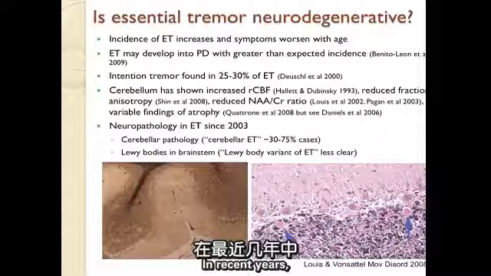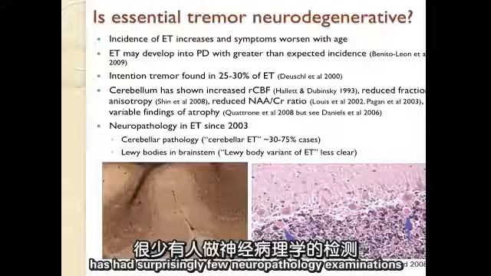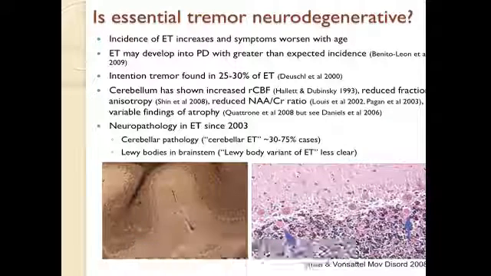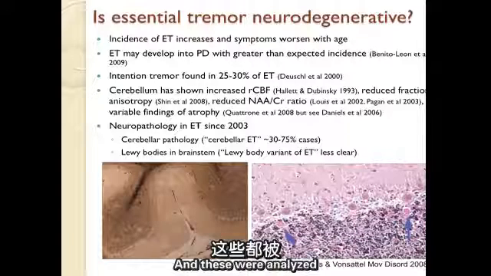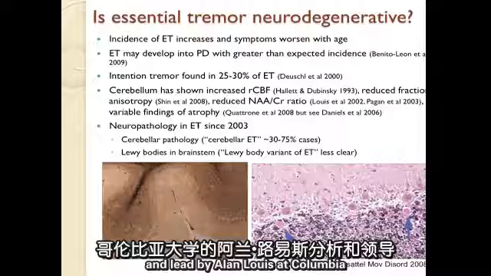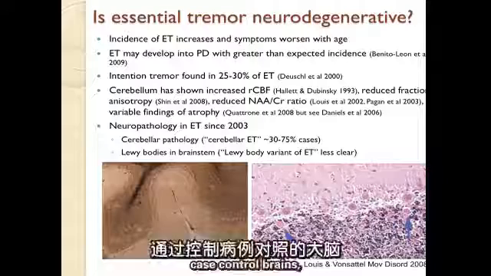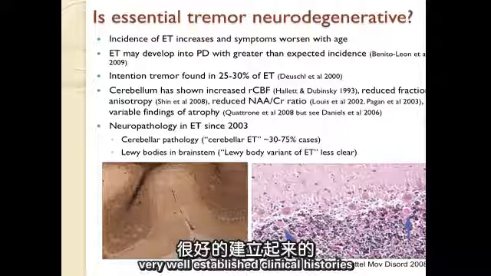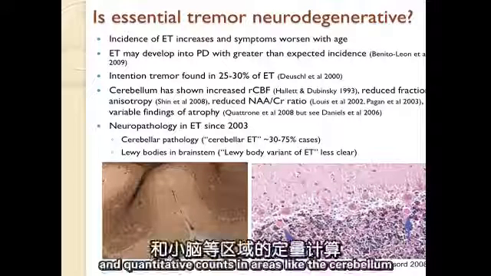Okay, in recent years, in spite of being the most common movement disorder, essential tremor has had surprisingly few neuropathology examinations. So this changed around 2003 when NIH started to fund a brain bank for essential tremor brains. And these were analyzed and led by Elan Louis at Columbia, and being analyzed with modern neuropathological methods with case control brains, very well-established clinical histories of long-standing essential tremor without other comorbidities that they knew of, and quantitative counts in areas like the cerebellum.